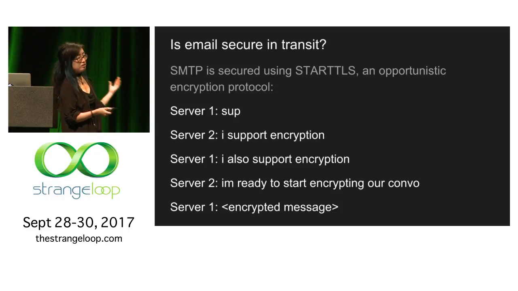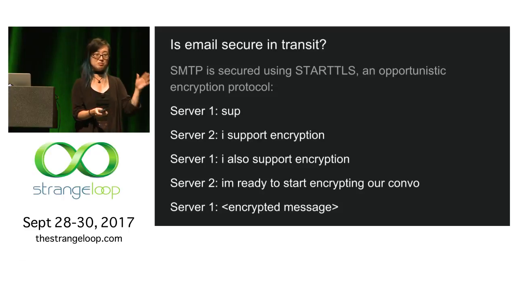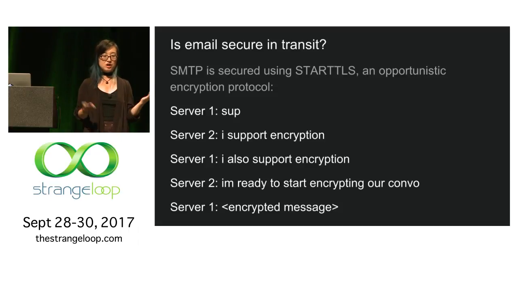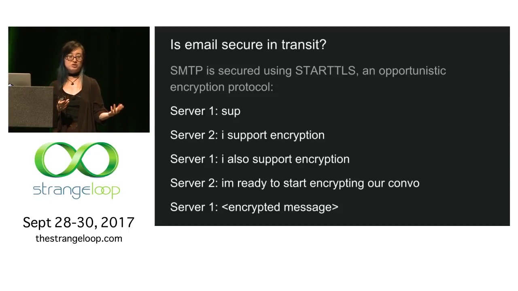Well, what do I mean by that? The way that mail servers usually negotiate encryption is like this. The first server is like, what's up? The second server says, I support encryption. The first server says, well, I also support encryption, so let's have an encrypted conversation. So then they start encrypting, and everything's great. The problem is, up until the encryption happens, all of these messages are in plain text.